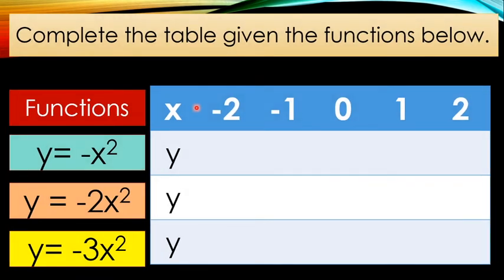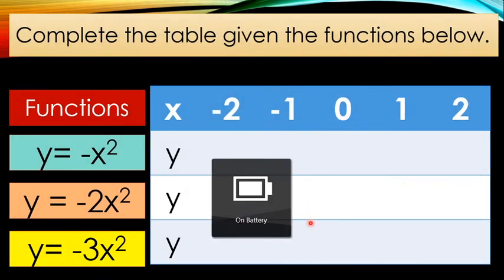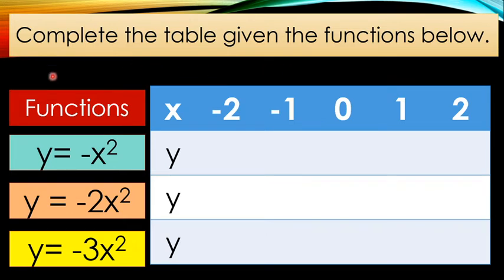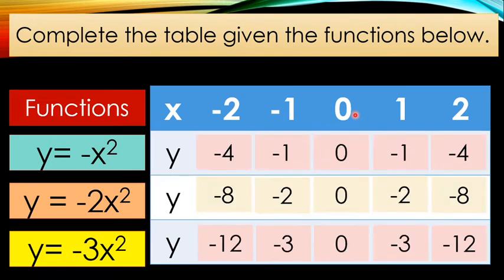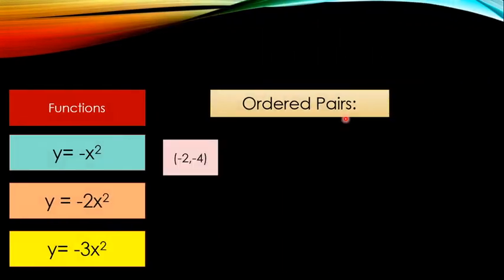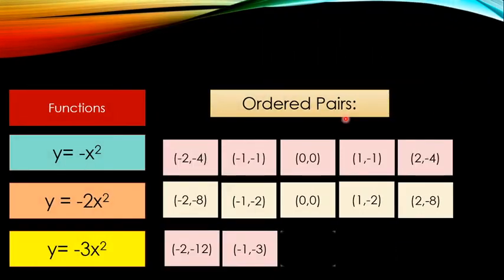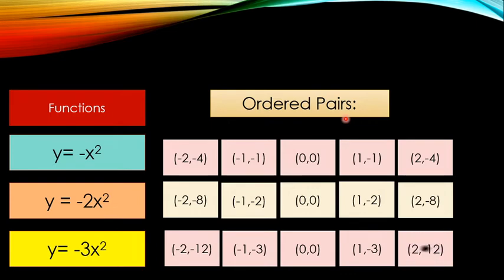So another, you're just going to complete this table using the process that I have taught to you a while ago. So, are you done? Therefore, we arrive at this table of values. So, given this table of values, we can get these ordered pairs. Okay, then you are going to graph.